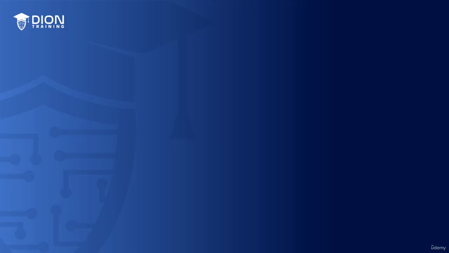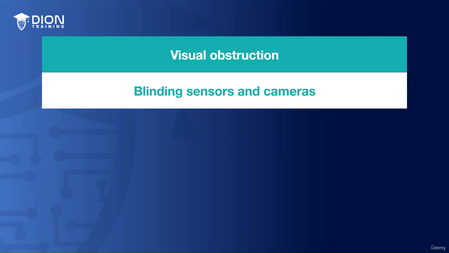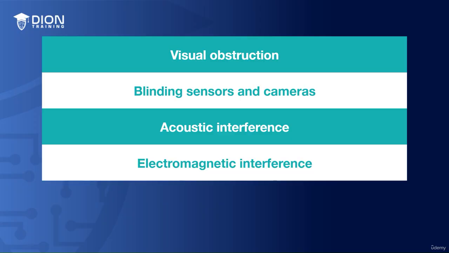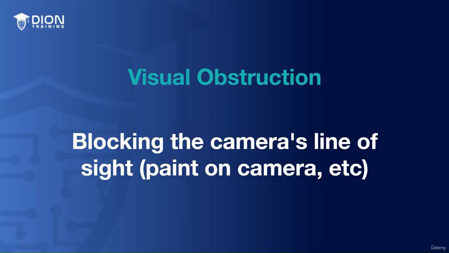So let's dive into some of the different methods used by attackers to bypass your organization's surveillance systems, like visual obstruction, blinding sensors and cameras, interfering with acoustics, interfering with electromagnetics, and attacking the physical environment. First, we have visual obstruction. A visual obstruction is a simple yet effective way to bypass video surveillance by blocking the camera's line of sight.